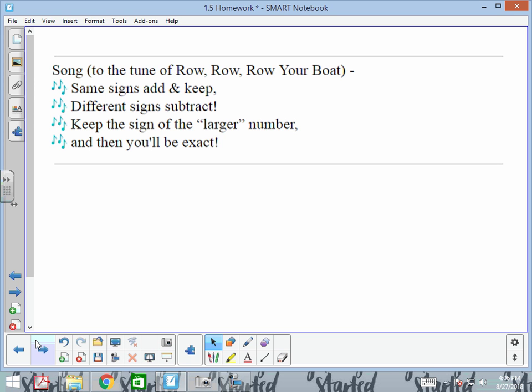I know y'all were dying to hear that song. So just remember that song, play it over and over in your head, to help you remember these rules.